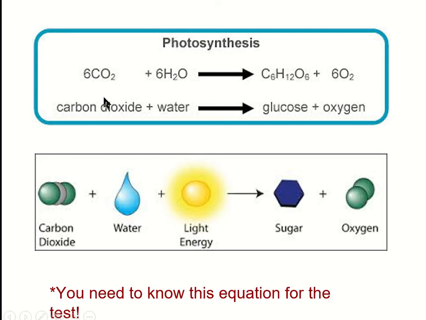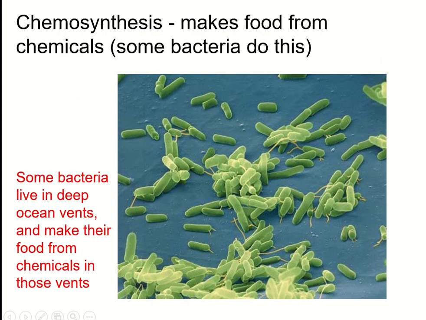Photosynthesis review. We've done photosynthesis and cellular respiration. You know that the equation for photosynthesis is seen here, and that carbon dioxide and water are combined to produce oxygen and sugar. Chemosynthesis is where food can be made directly from chemicals, and there are some really important bacteria that do this. Some such bacteria live in ocean vents, and they make their food from the chemicals in those vents.